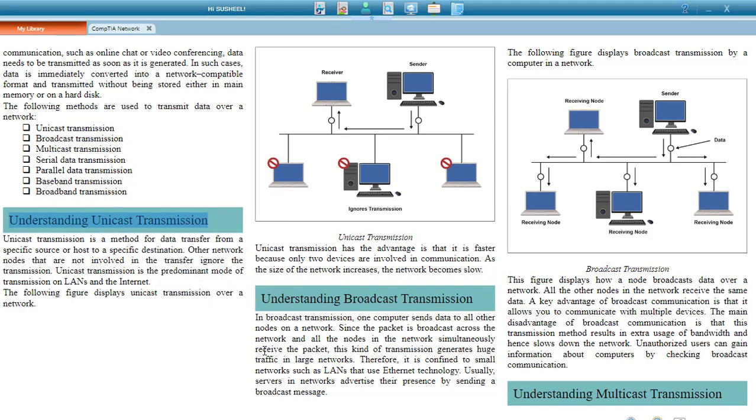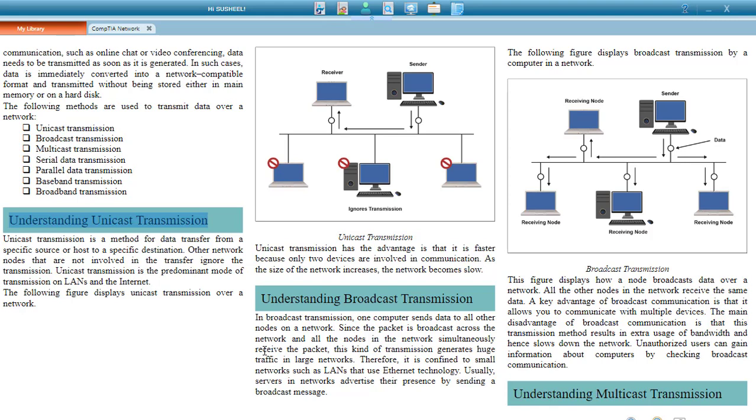Understanding unicast transmission. Unicast transmission is a method for data transfer from a specific source or host to a specific destination. Other network nodes that are not involved in the transfer ignore the transmission. Unicast transmission is the predominant mode of transmission on LANs and the Internet. The following figure displays unicast transmission over a network.